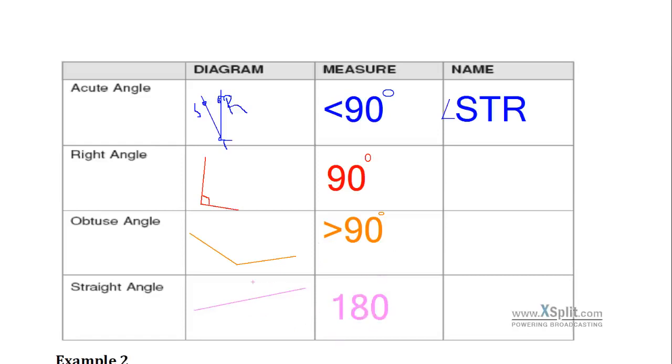Now I would like to clarify something with the obtuse angle. Not only is it greater than 90 degrees, it is less than 180 degrees. Larger than 90 and less than 180 degrees. So it could be anywhere, 100, 110, 115, 120, whatever, all the way up to 180.